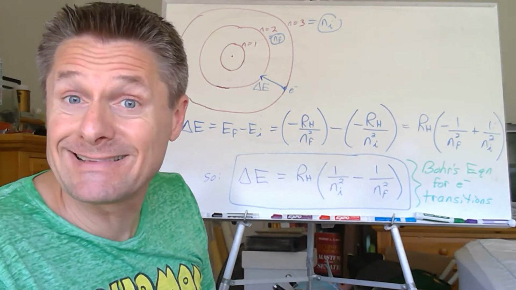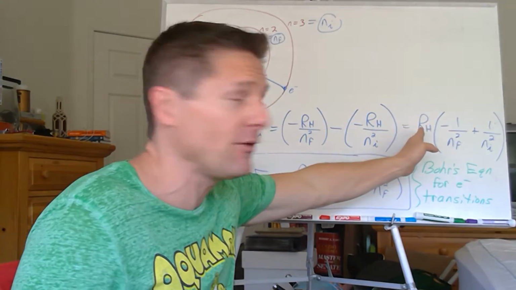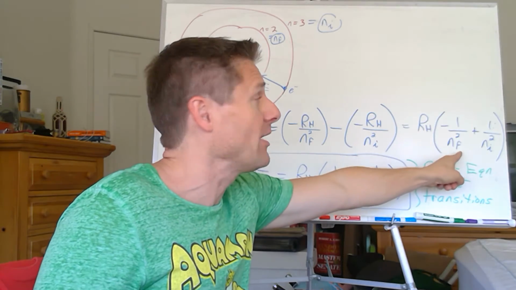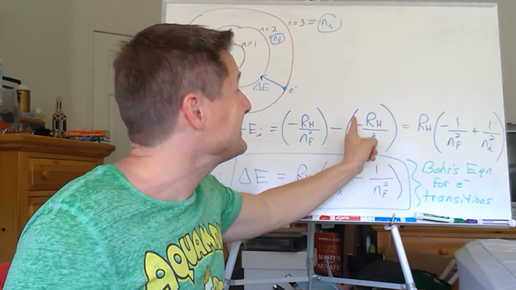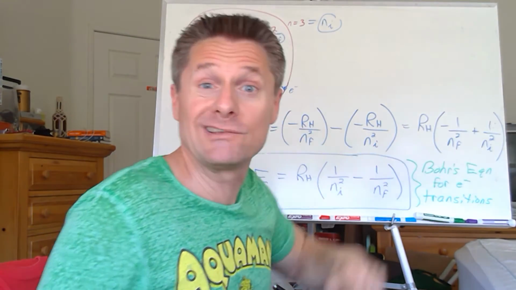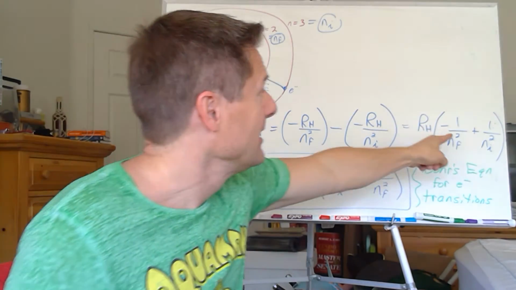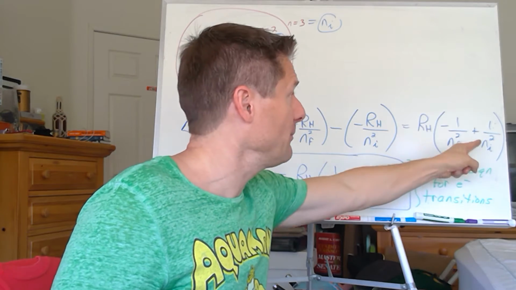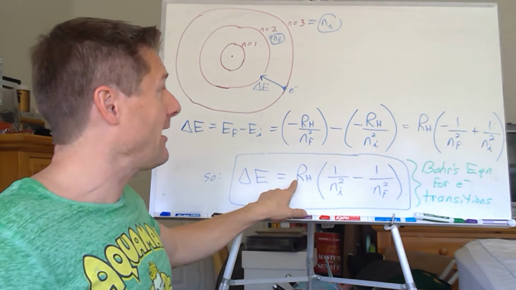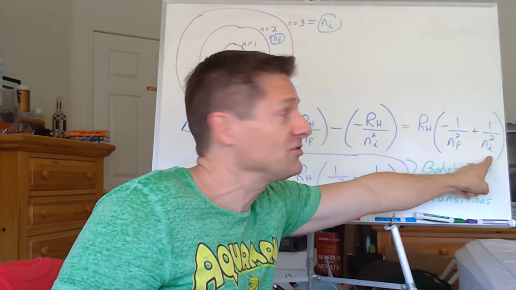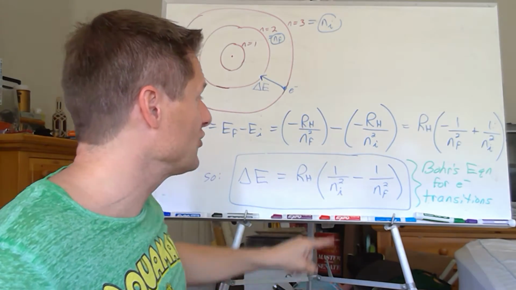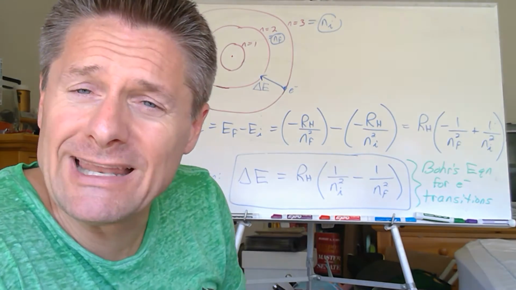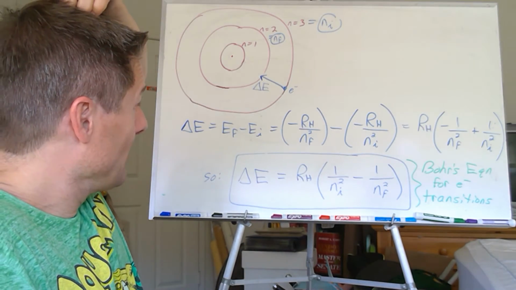Well, the Rydberg constant's a constant, so let's factor that out. So we get the Rydberg constant times negative 1 over n squared final minus negative 1 over n squared initial, which minus negative is positive, right? That looks kind of weird, so commonly this is flipped. So let's just flip these two. So delta E will be RH times 1 over n squared initial minus 1 over n squared final. I'll always give you that equation. And that is Bohr's equation for electron transitions.